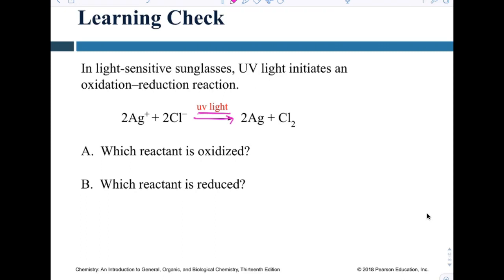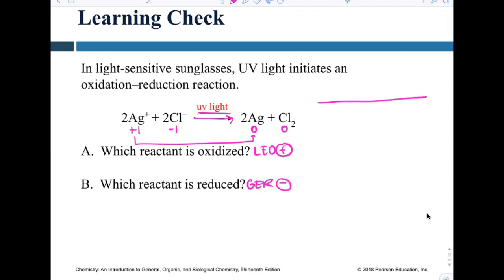So I start with my silver as a +1 charge. I start with my chlorine as a -1, and then it goes to silver neutral and chlorine neutral. So we need to figure out what's being oxidized, what's being reduced. Remember, oxidized is Leo, and that is a positive change. Reduced is GER, and that is a negative change. And so my silver is going from +1 to 0. Is that getting more positive or more negative?